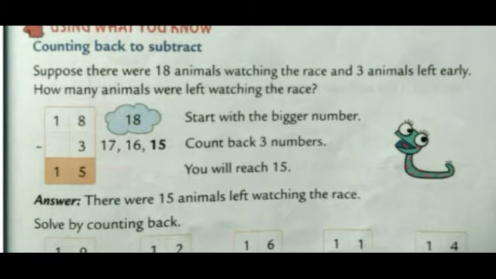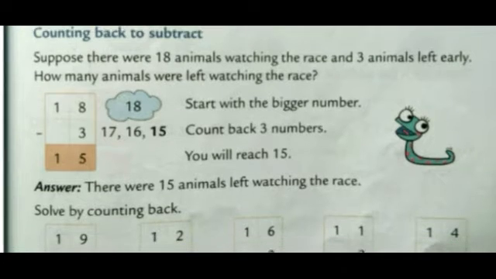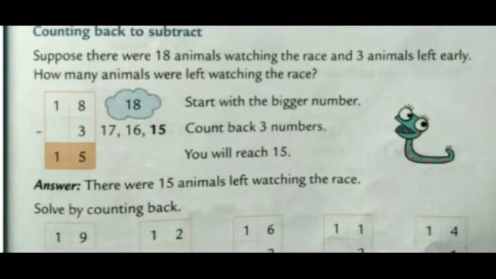And in the previous chapter, because we were adding, we had to count forward. But here, because we are subtracting, this is a subtracting chapter, so we need to count back. Wherever you reach will be the answer. Like here, we have to subtract 3 from 18. So, count back 3 numbers. 17, 16, 15. We reached 15, so 15 is the answer.